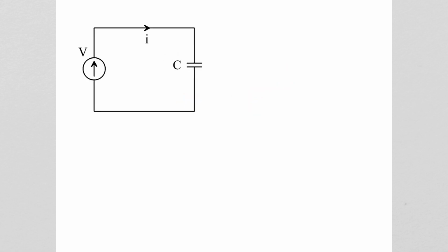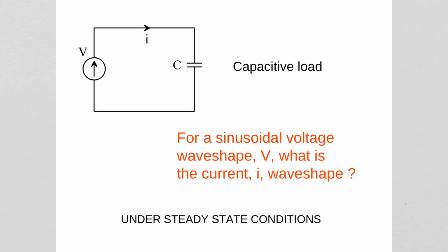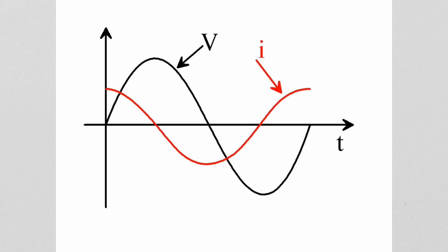Likewise, if you consider a pure capacitive load connected across a sinusoidal voltage wave shape Vm sin omega t, what is the current that you will expect under steady state conditions? Here you will see that the current is leading the voltage wave shape, as against the inductive load where the current was lagging by 90 degrees. So the current here is leading by 90 degrees.